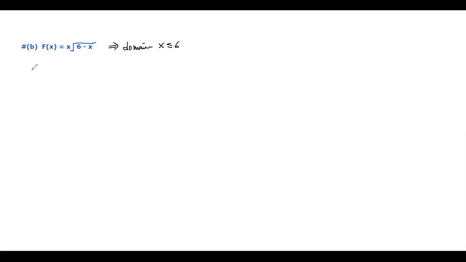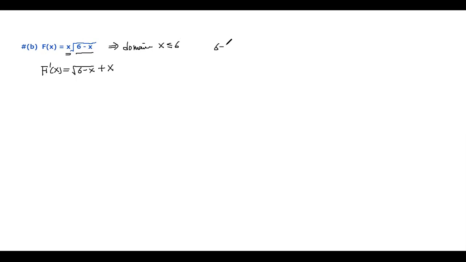Okay, after that, let's do the f prime of x first. So it's x times the square root of 6 minus x. What rule are we using here? Product rule, right? So take the derivative of the first one. The derivative of x is 1, so this will be 6 minus x. Then plus, you hold the first one and take the derivative of the second one.